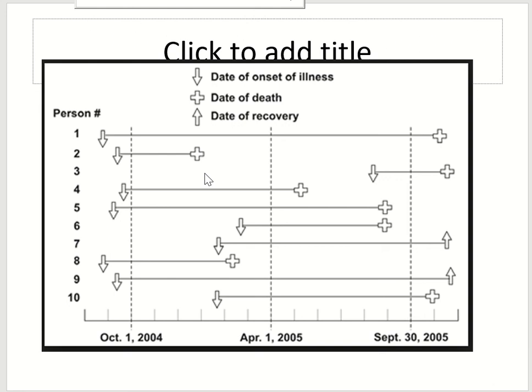If I ask you about the period prevalence, meaning the prevalent cases between these two dates, then anyone that participated, so the 1, the 2, 4, the 5, the 6, the 7, the 8, the 9, and the 10, all of them are considered period prevalence. And if I want to ask, for example, point prevalence on October 1st, those that had the disease on that date, so 1, 2, 4, 5, 8, and 9.